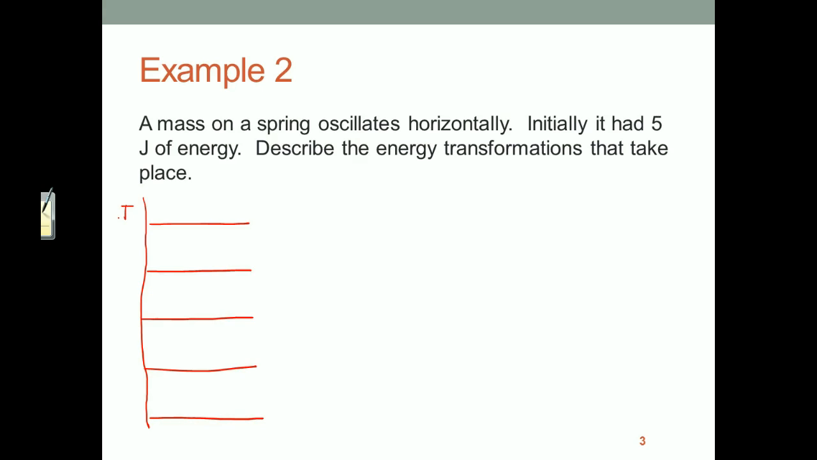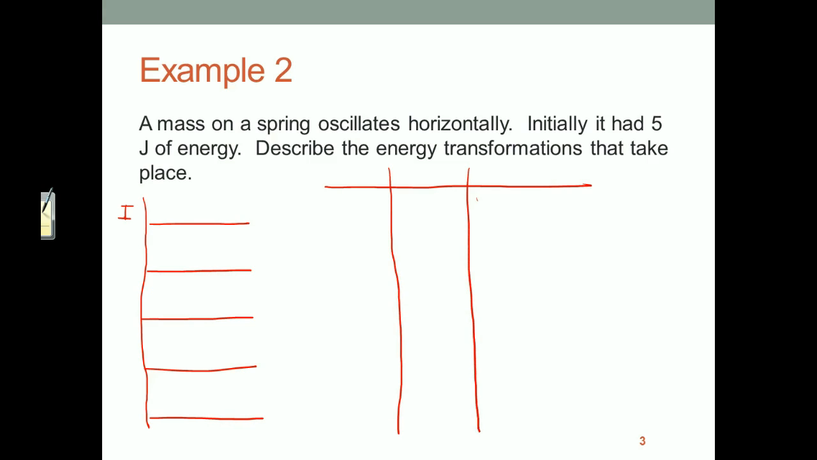So this is going to be our initial location, and I'm going to keep track of EPE, KE, and E total for these 3 positions. Initially, we are told it has 5 joules of energy, and the idea here is that it's either pulled out or compressed from its equilibrium position, which I'm going to let be the dotted line here, and label it with an EQ, so that it has 5 joules of elastic potential at this location because it's not moving.